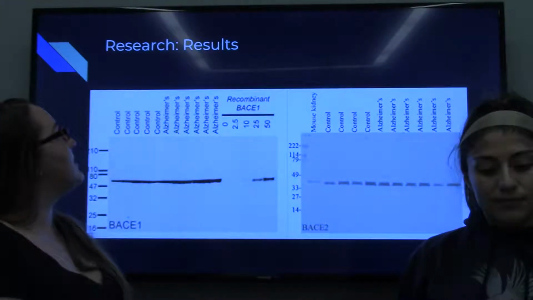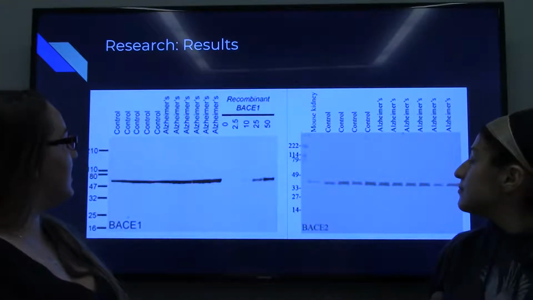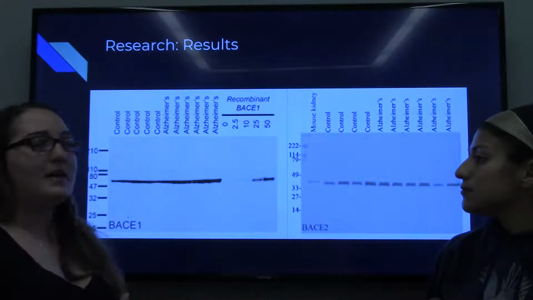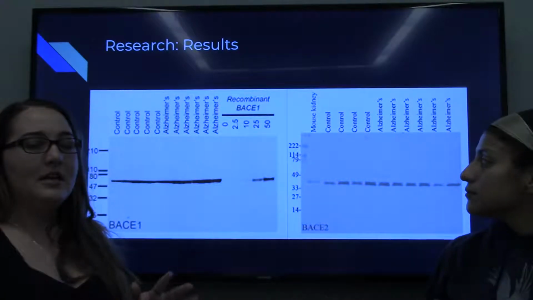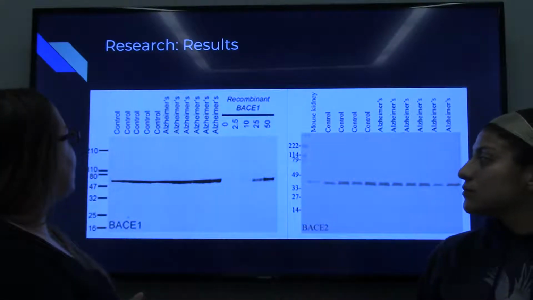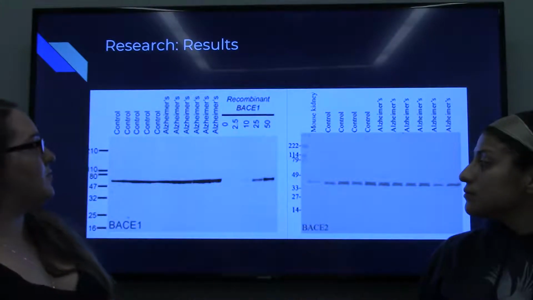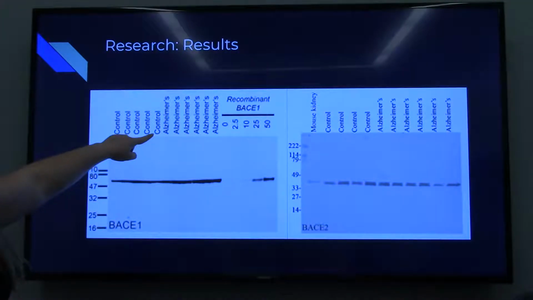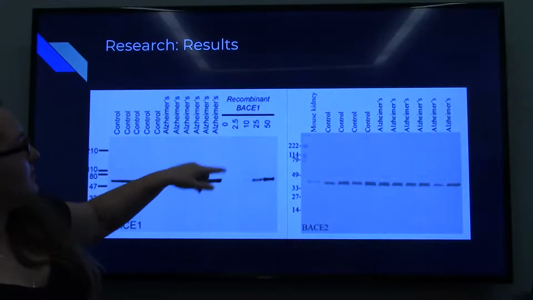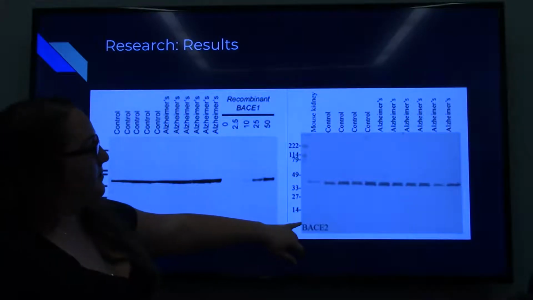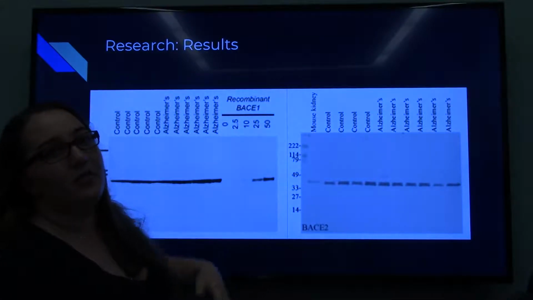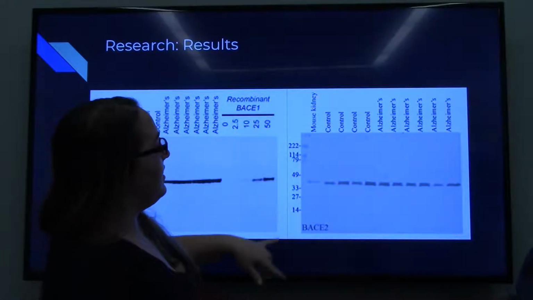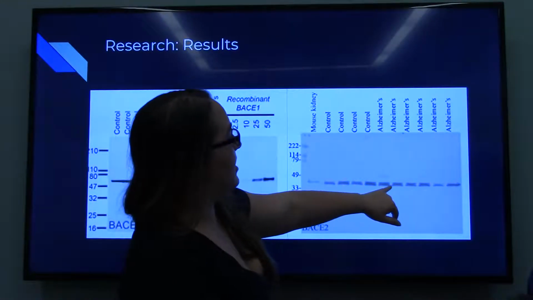Our second result is the Western blot from their trials, and this was just to see if the BACE1 and BACE2 were in relatively the same amounts within the sample. So on the left you can see BACE1 and BACE2 is on the right. These first couple are the control, followed by the Alzheimer's. In BACE2, they did the mouse kidney. They did not perform the mouse kidney on BACE1 because it was not prevalent in the kidneys at all. Then you're followed by the controls and then the Alzheimer's.